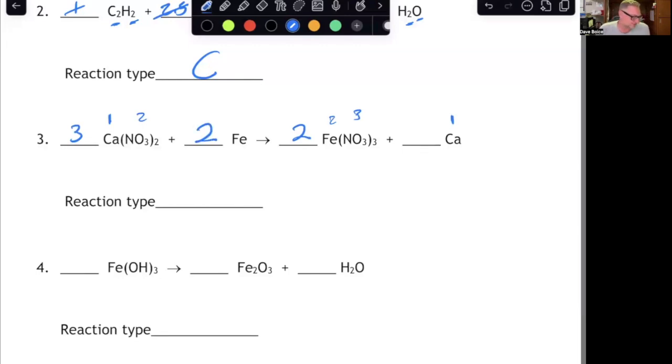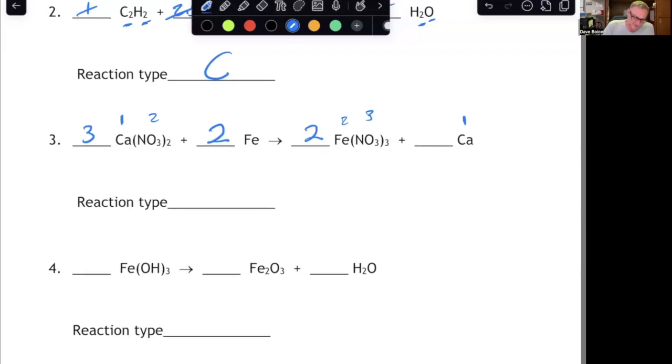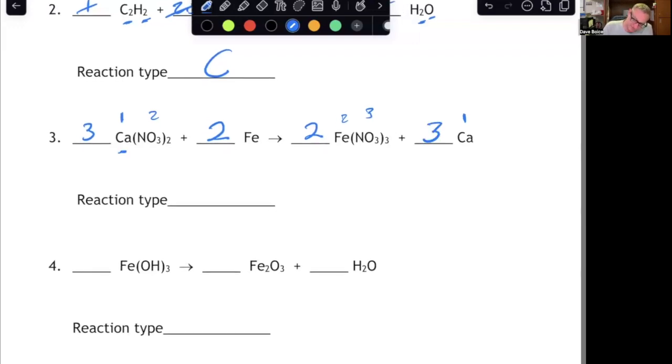And then let's just double check everything. Calcium, I now have 3 because of that coefficient. So I'm going to have to balance that out with 3. But then nitrate, 3 times 2 is 6. And 2 times 3 is also 6. So I'm good to go. And iron is 2 to 2. So I'm good. And this is a single replacement.